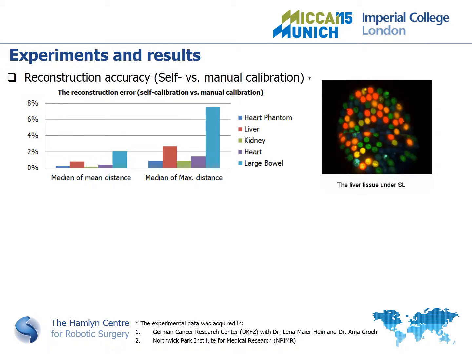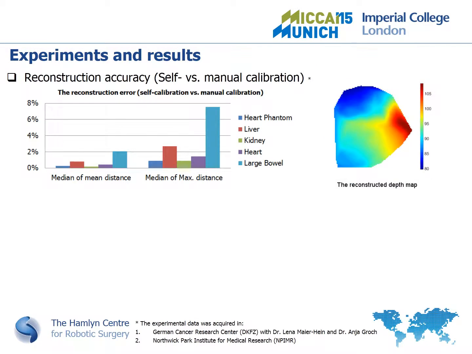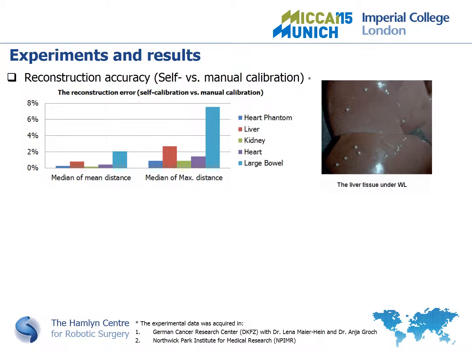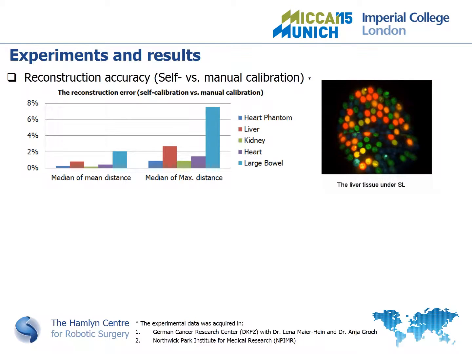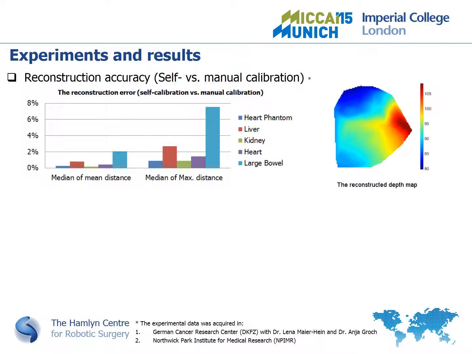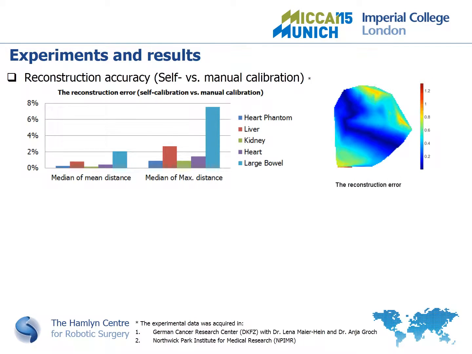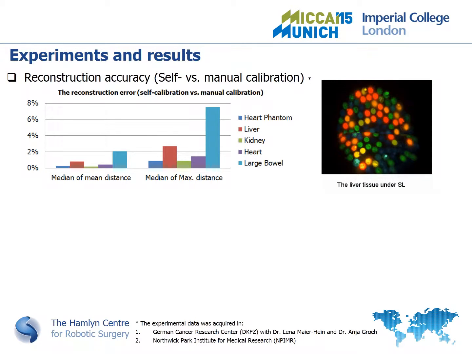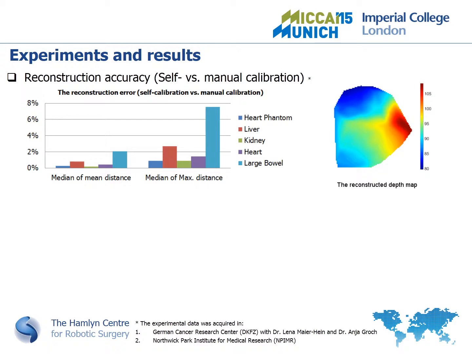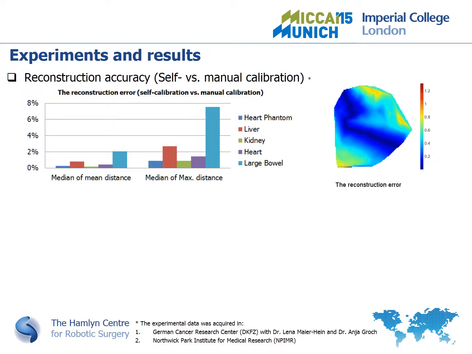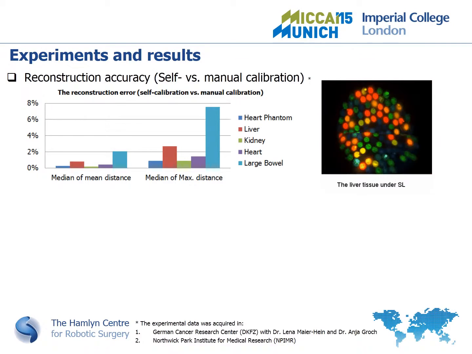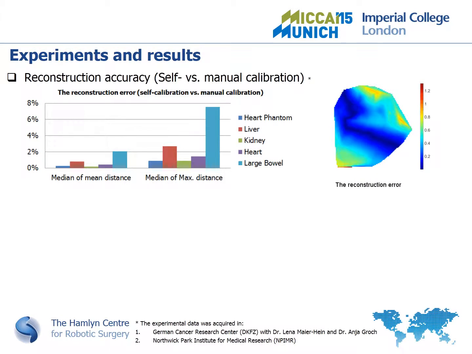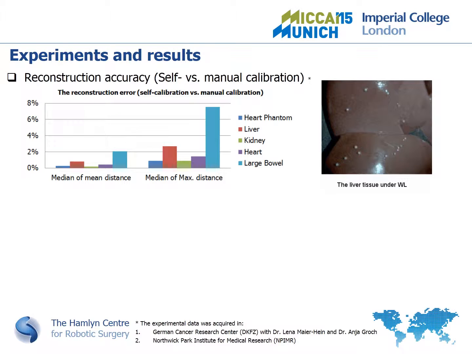The self-calibration reconstruction was tested by experiments on a silicon heart phantom, ex vivo porcine liver, kidney, heart, and in vivo porcine large bowel. The reconstruction errors were measured using the surface distance after registering the reconstructed surfaces from self and manual calibration methods. From the bar chart, it can be found that the median values of the maximum distances are below 2.5% for all the objects except for the large bowel. This is due to the strong light-tissue interaction in the experiment.